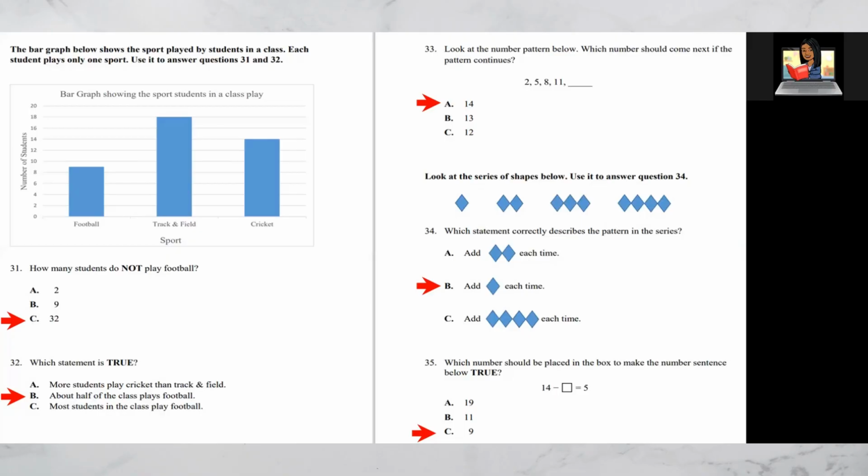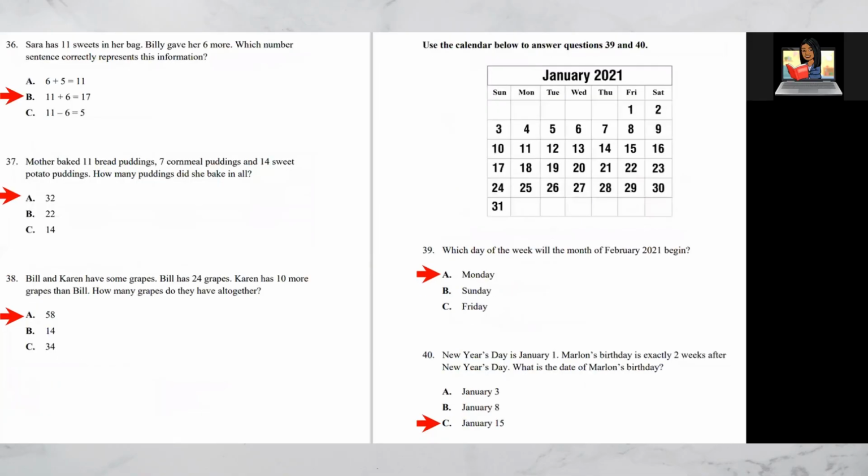But if you put 9 and you say 14 minus 9, then you would get 5. So that's how the answer would be 9. Because 14 minus 11, you would not get 5. All right? You would end up with 3, not 5. Let's go to the final section of the test.